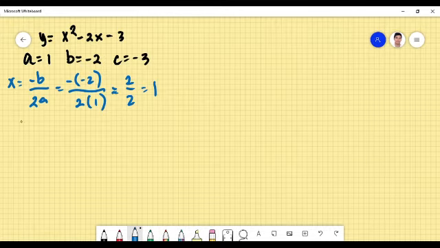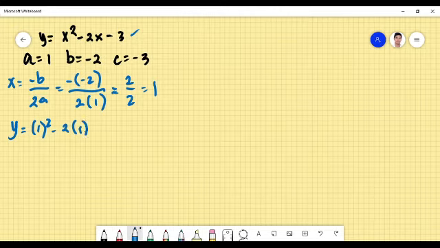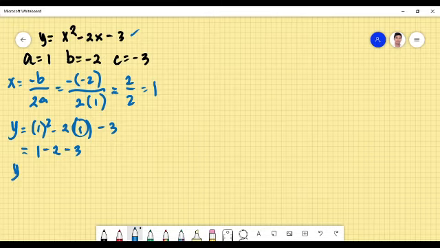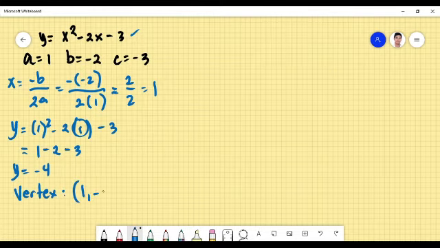And then for the value of y, substitute lang natin yung nakuha nating x doon sa given. So we have 1 squared minus 2 times 1 minus 3. This is times 1. Okay, so 1 squared is 1, negative 2 times 1 is negative 2 minus 3. So 1 minus 2 minus 3 is negative 4. So your vertex here is 1 and negative 4. So this is your x and this is your y.